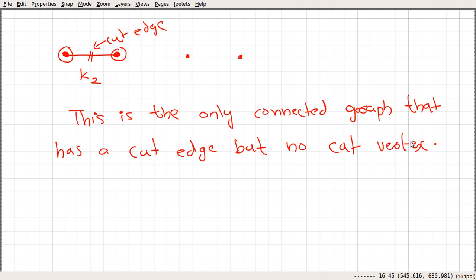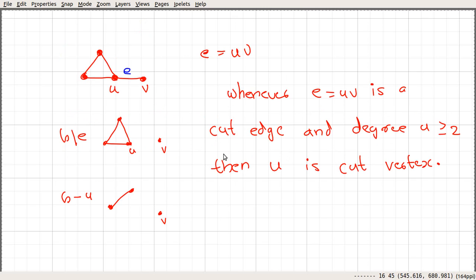Okay, so in the next few videos we will see some characterization of cut edges and the proofs for these statements that we noted here.